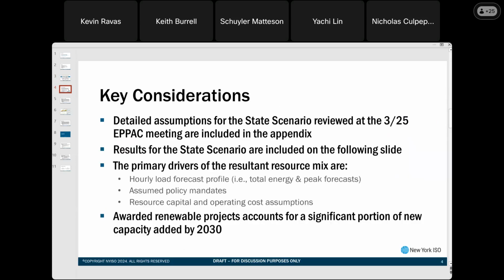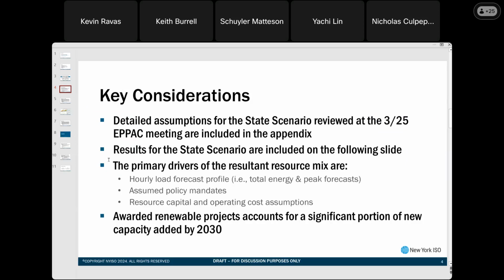And some key considerations when it comes to the modeling. First and foremost, at the last EPPAC, we talked about some details on the assumptions for the state scenario. Those are in the March 25th EPPAC slides that should be on the EPPAC website, but are also available in the appendix for these slides, if you want to reference them at a later time.